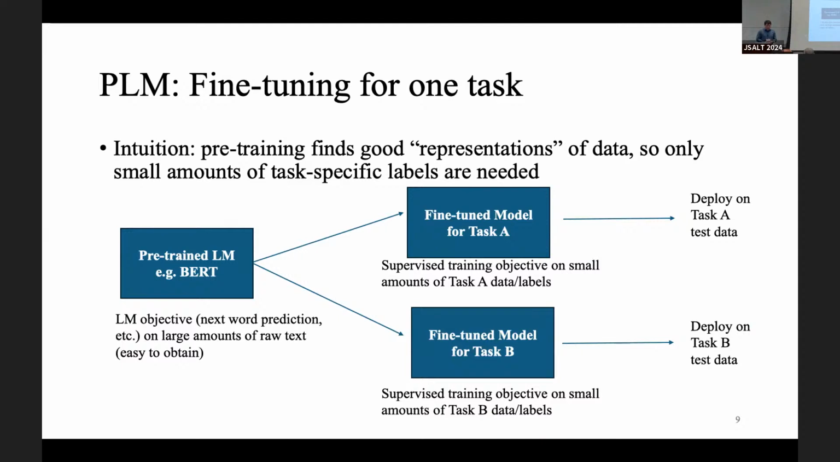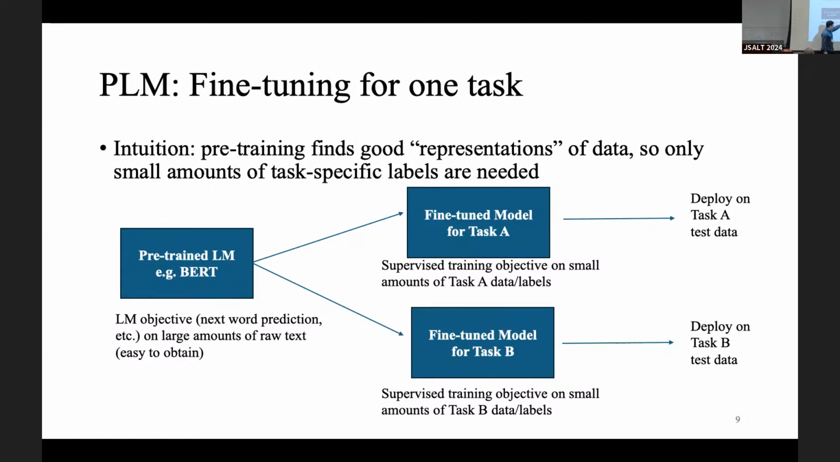Now, what is a pre-trained language model? I'm going to define it as fine-tuning for one task. The intuition is that if your pre-training is on large enough data, you can have a good representation, and by having a good representation, you can adapt to a task much quicker. For example, you train a BERT model on the LM objective like perplexity, but you might also do other objectives too. You get that model, and then you fine-tune it, which means you run more supervised training on the task you care about, and then you can deploy it on that task.